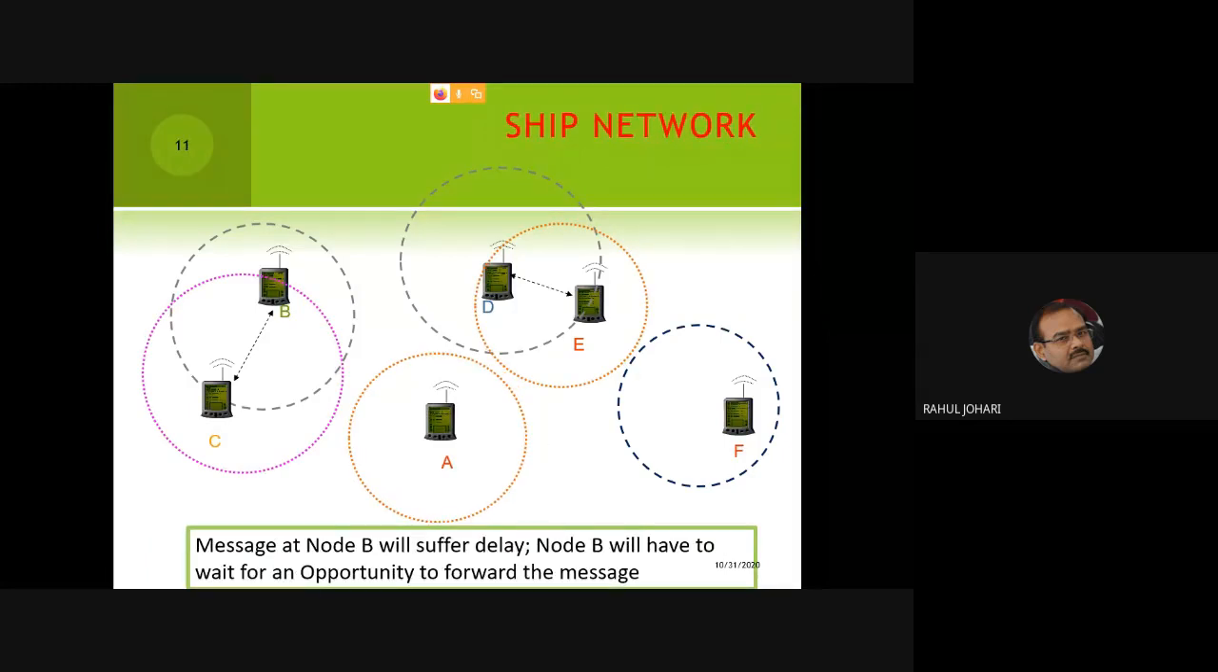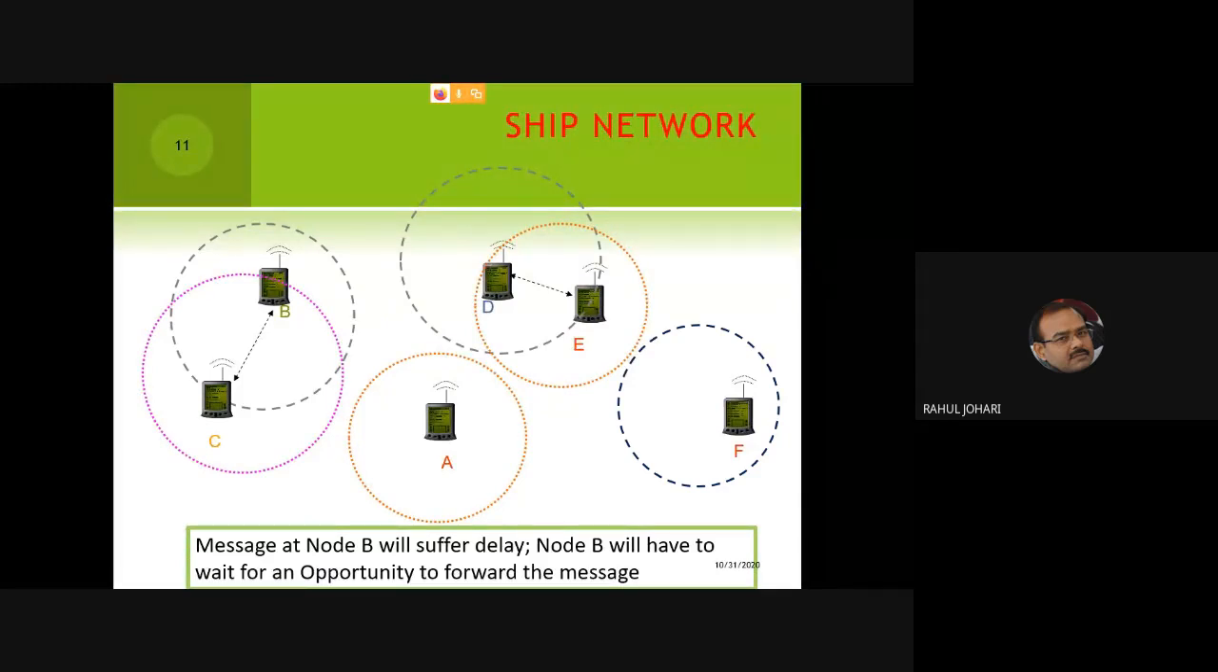Messages at node B are bound to suffer delay, and node B will have to wait for an opportunity to forward the message. So what will node B do? There are messages getting generated at node B itself, plus it is also receiving messages from node C. So if node C wants to transfer a message to node F, it forwards it to node B. But what happens at node B? Everything comes to a stop. So we use something called the store, carry, and forward mechanism.